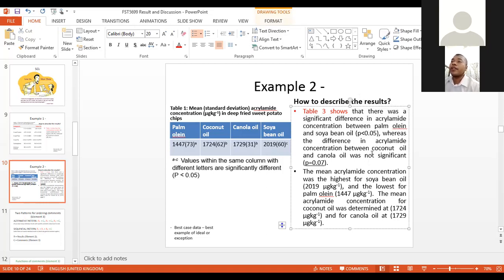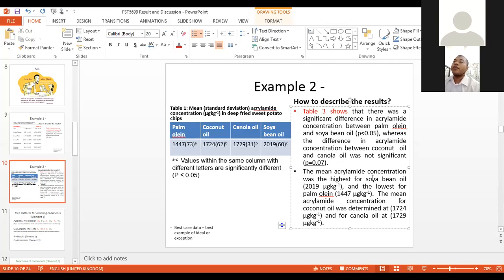Whereas the difference in acrylamide concentration between coconut and canola was not significantly different, at P less than or equal to 0.07. So in this research they use P equal to 0.07, which is not significantly different. If P is less than 0.05, only then it is considered to be different.